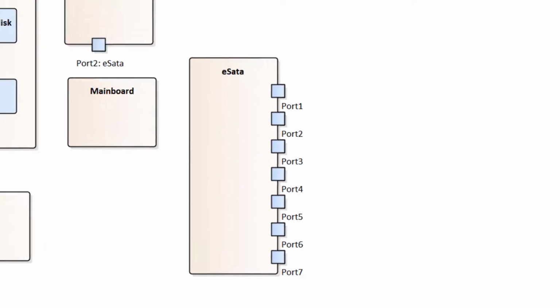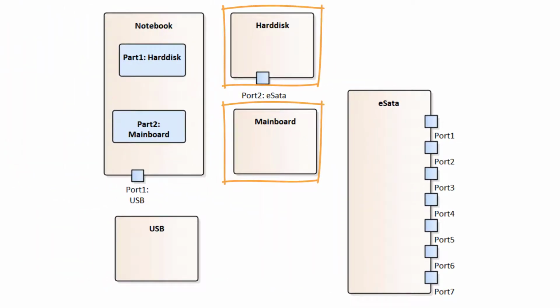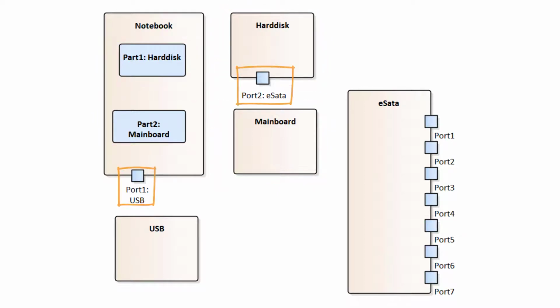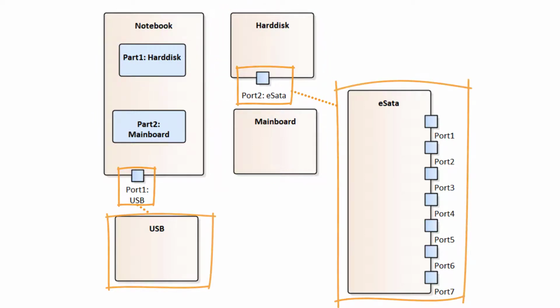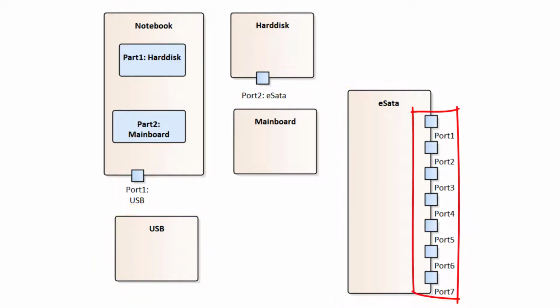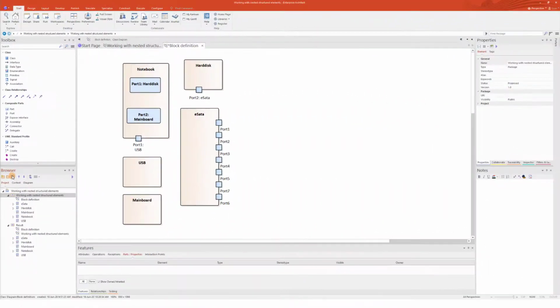By this diagram, we clearly define the types of the parts the notebook consists of and the types of ports assigned to the notebook and hard disk. Note that we didn't assign any types to the 7 ports of the eSATA class. Now let's see how the nesting works.